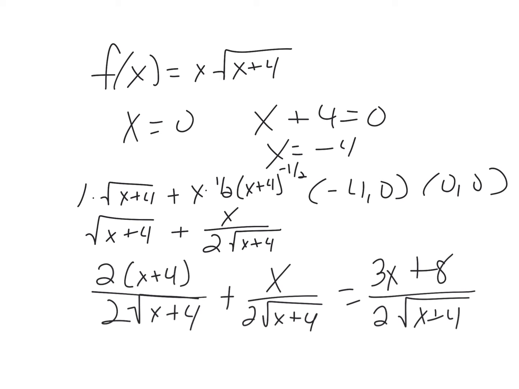And what's the value that's going to make this equal to 0? We look at the numerator, set the numerator equal to 0, and what do you get? x equal to negative 8 over 3. Is that in between 0 and negative 4? You betcha. Okay, and there you go.